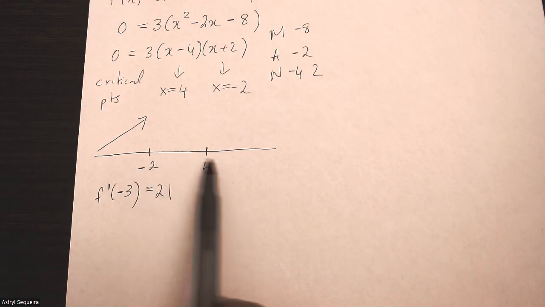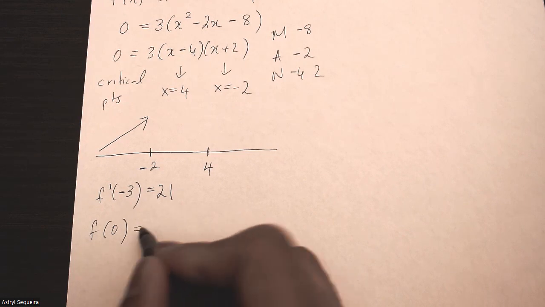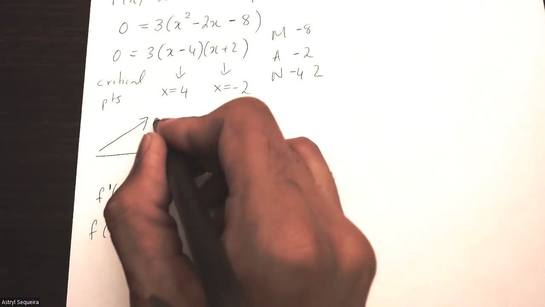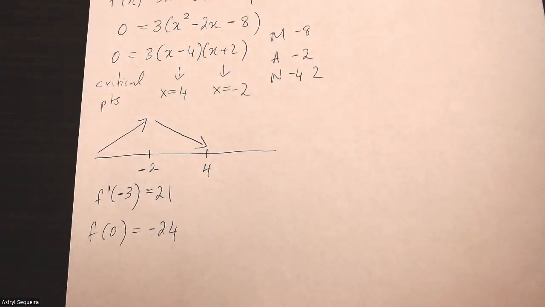Then I'll pick a value between these two. I'll just do f prime of 0. And f prime of 0 is just negative 24. If you have a negative value in your derived equation, it means it's decreasing. So I'll draw an arrow going downwards.